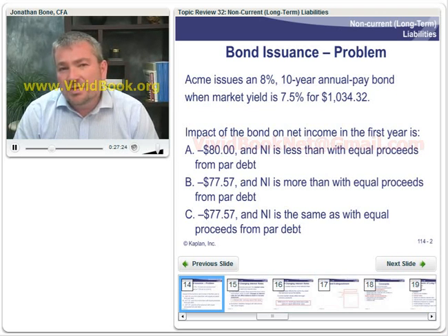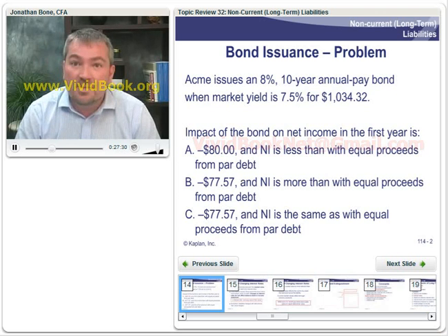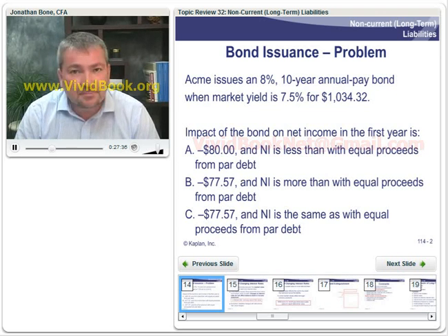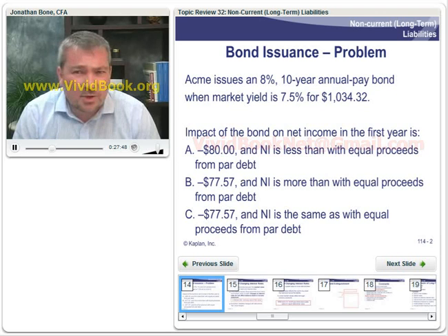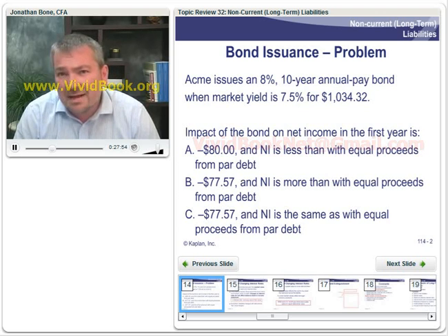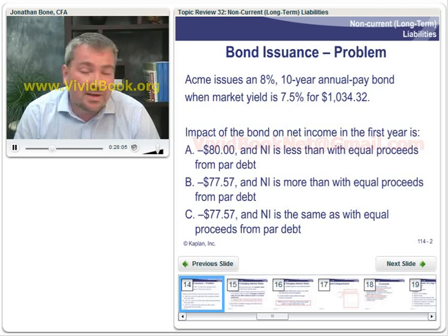Now, that gives me a choice of B or C. So I'm going to assume 7757 is correct because both B and C say that. In fact, I could compute that as 7.5% of the initial liability, 103,432, and I'd get 7757. Now, B says 7757 and net income is more than with equal proceeds from par debt. Now, let's just break down what that means, equal proceeds. So it's talking about me issuing a bond with a par value of 1,034.32 and a coupon rate of 7.5%. That way, I would receive 1,034.32 when I issued the bond.